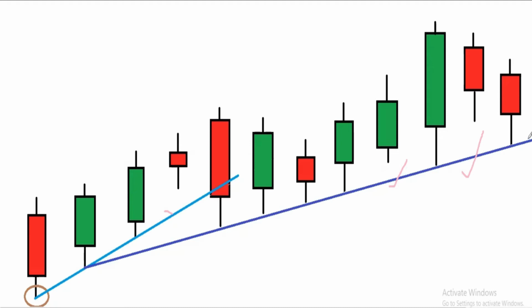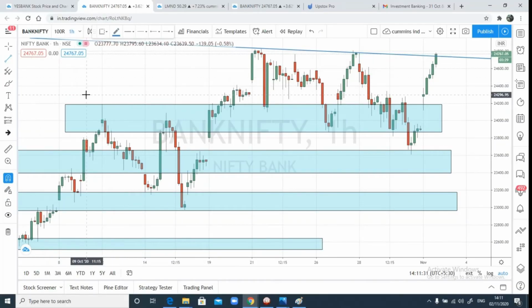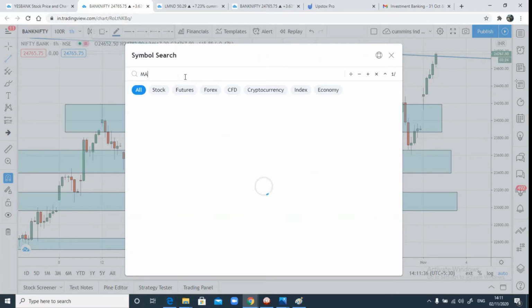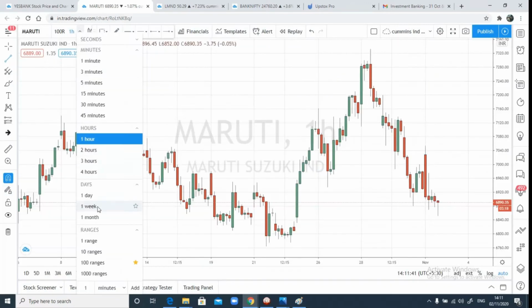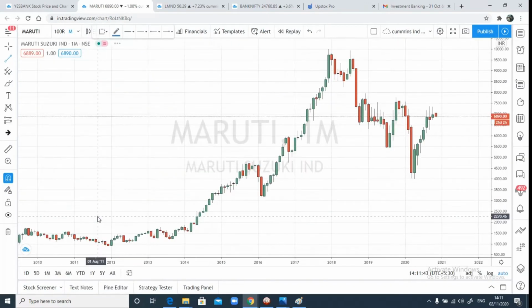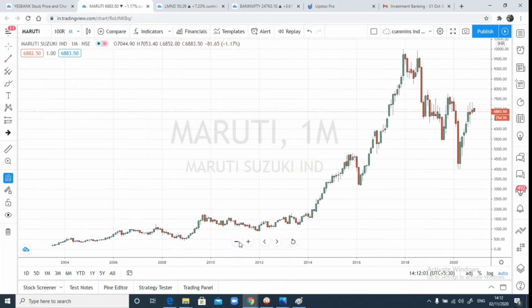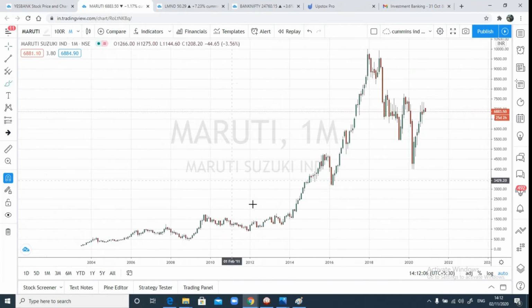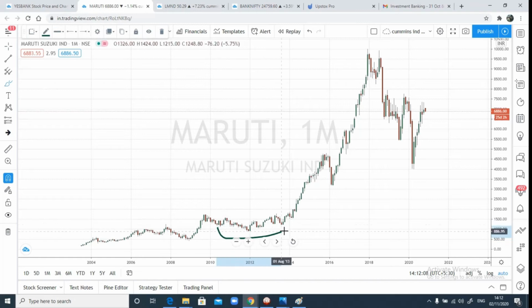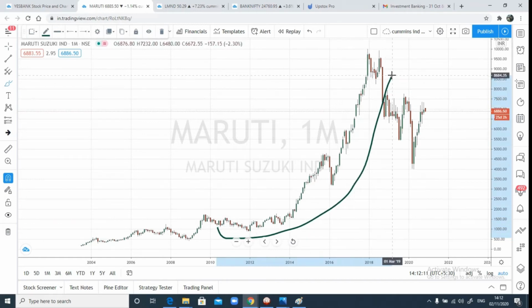Now let's go ahead and see some charts. I'm using tradingview.com. Let me go to Maruti first. Let's try drawing trend line on monthly time frame. I'll just zoom out and see what has happened here. Okay, now if you see, the trend has been on the upside from this point till this point almost, right? Let's go and draw the trend line here.